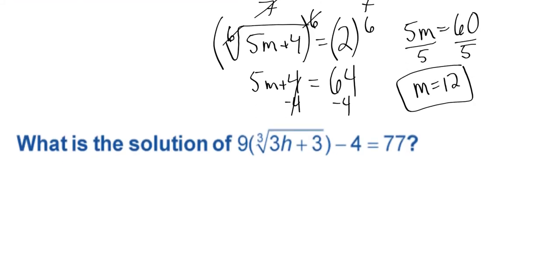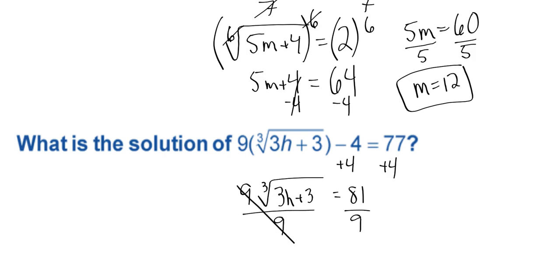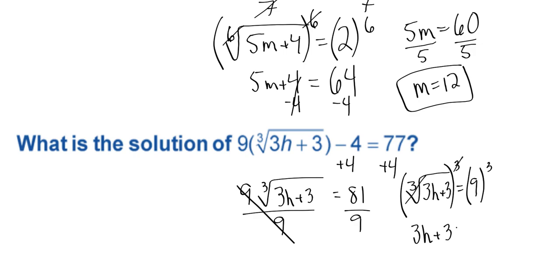All right, let's finish out this last one, and then we'll finish out with that inequality question. So same thing. Add 4 to both sides, we get 9 times the cube root of 3h plus 3 equals 81. And again, works out kind of nice. The 9s go away. 81 divided by 9 is 9, so we'll have the cube root of 3h plus 3 equals 9. And then we cube both sides, okay? So then we have 9 to the 3rd power, which you might need your calculator for that one. So that takes care of that. We got 3h plus 3. 9 to the 3rd power is 729.